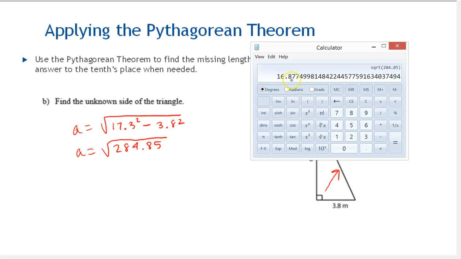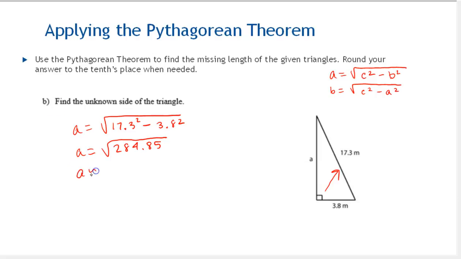Rounding to the nearest tenths, the hundredths place is 7, so I'll round up to 16.9. So A is approximately 16.9. Also notice when we evaluated the square root, the square root sign goes away. So this means find the square root of this number. Once you found it, you no longer need a square root sign. Also notice our units were in meters, so I'm going to put meters here. So this is approximately 16.9 meters.